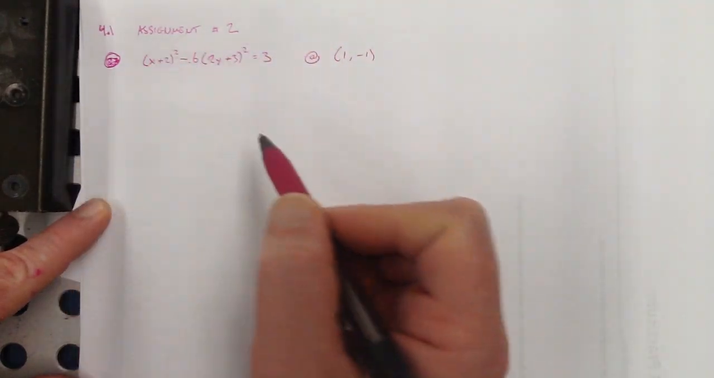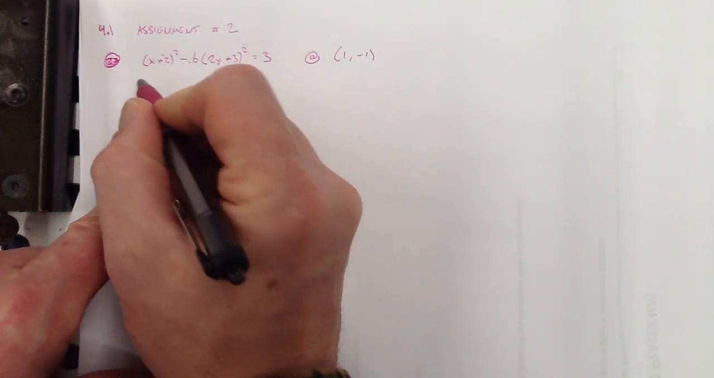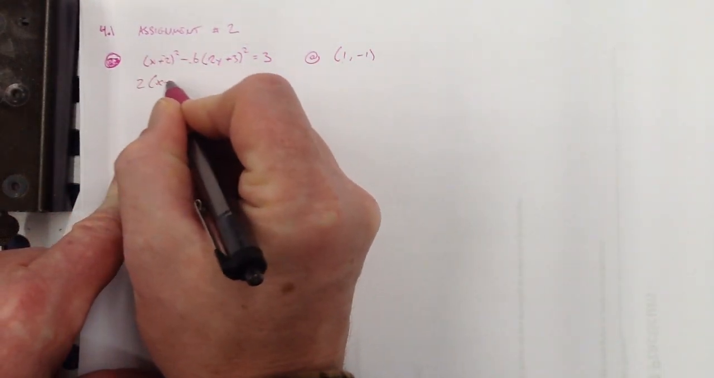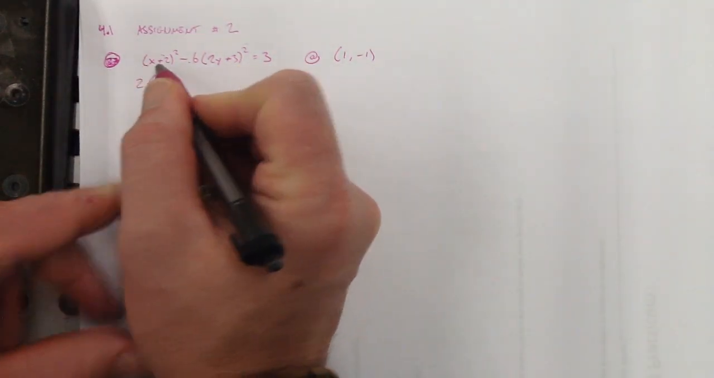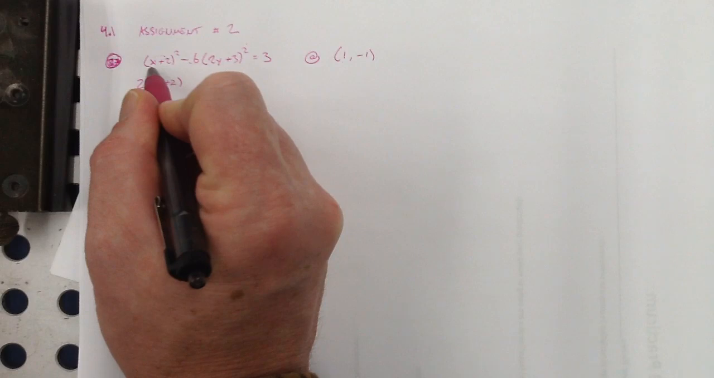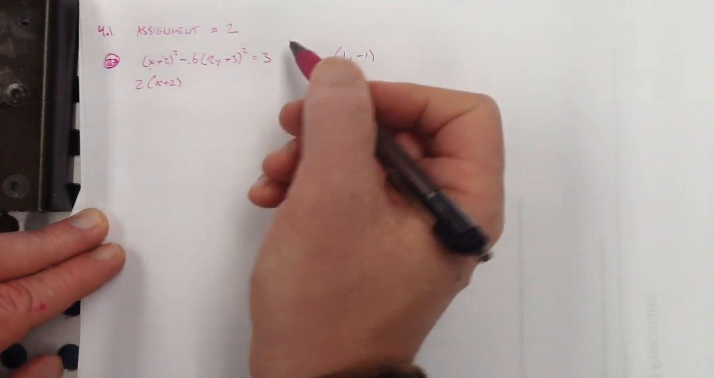All right, so let's get into the calculus here. What's the derivative of something to the second power? 2 times the something to the first power times the derivative of what's inside. But the derivative of what's inside, this is just 1, right? Derivative of x is 1, derivative of 2 is 0. Okay?